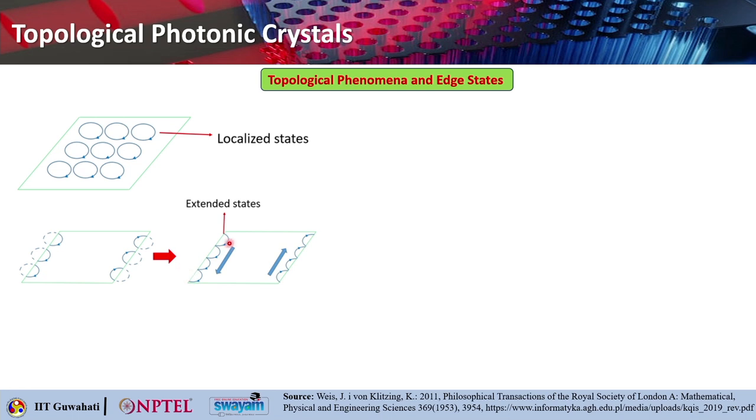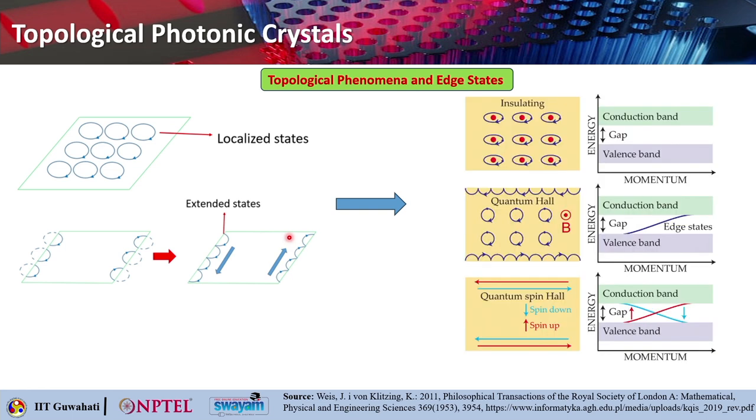Hence these particles move along the edges, but at each edge, the particles move like this, and on the other edge they actually move in the opposite direction. This is how the band diagram will also look. So this is for the normal case of an insulating material. Here you see there is a band gap, and these are the center points of the axis. You can also see the quantum Hall effect giving rise to the edge states which are marked here.